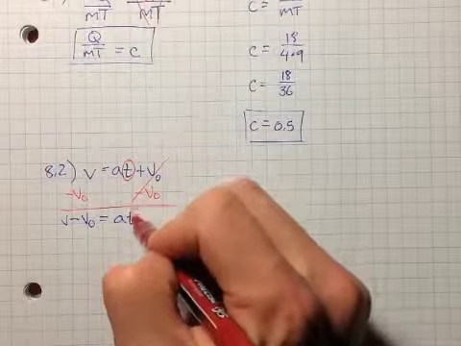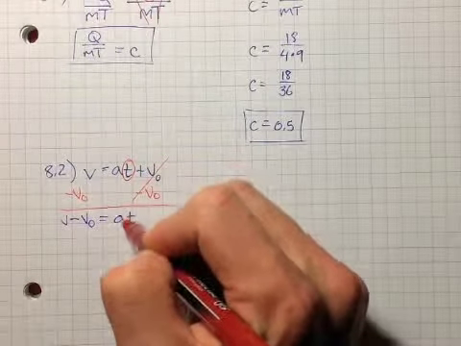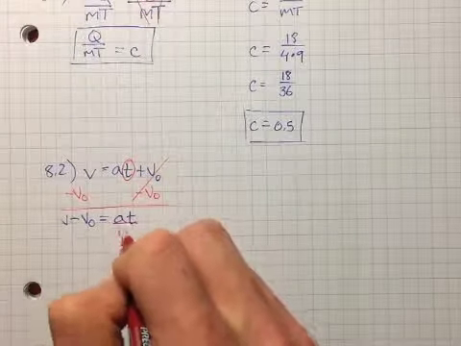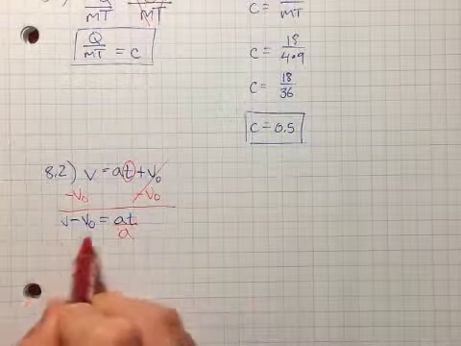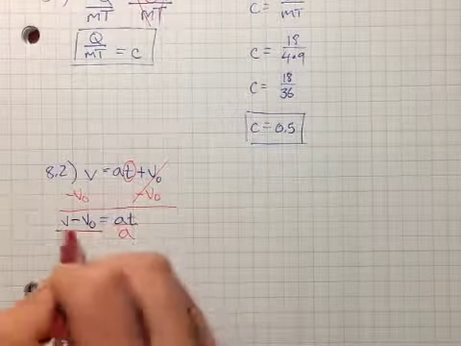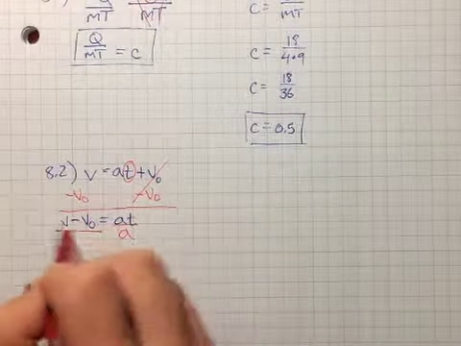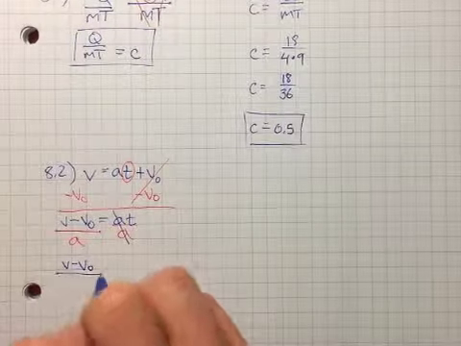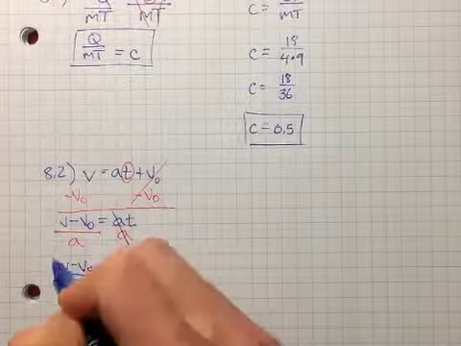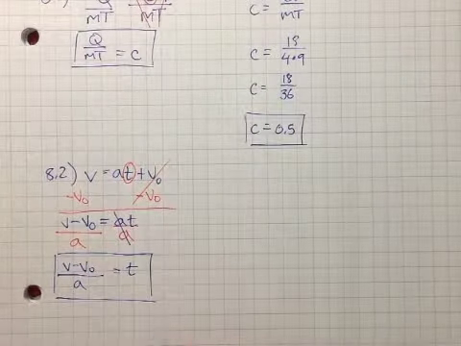Now, last step. We want to solve for T, so we need to move the A to the other side. A is multiplying the T right now, so we divide both sides by A. Now, we have to be very careful over here. We need to divide everything on the left-hand side of the equation by A. Everything divided by A. So A's cancel out, and we are left with V minus V naught, all divided by A, equals T. And that's it. That's all I was looking for.